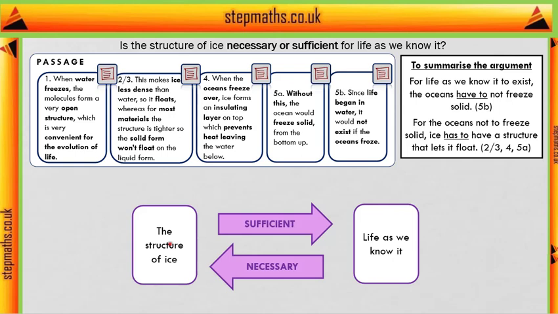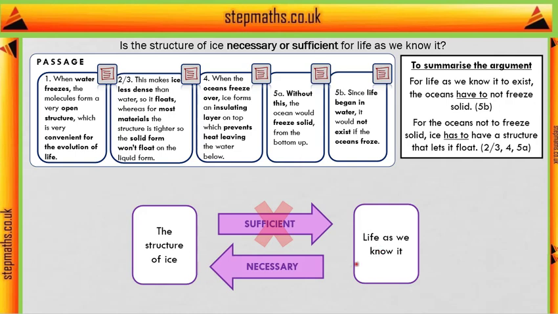So does the structure of ice imply that life as we know it exists? Well, no, because just because it removes one possible obstacle to life evolving doesn't mean that it's enough for life to evolve. We might need other things as well. After all, there are probably lots of planets where ice has the same structure, but there still isn't life, or at least not life as we know it. So this direction doesn't seem sufficient.